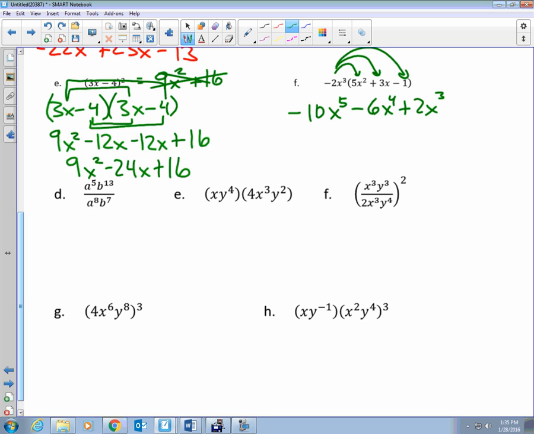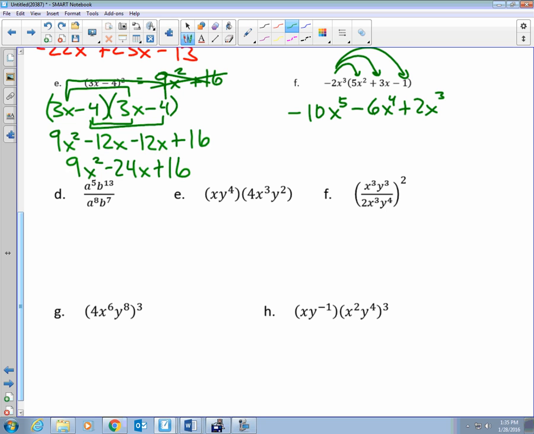Okay, you should get negative 10x to the 5th minus 6x to the 4th plus 2x to the 3rd. Everybody good? Okay, so we dealt with multiplying, we dealt with subtraction, we dealt with addition. Now let's do division. We're not going to divide polynomials, but we will divide monomials. We will also work with some multiplication again as well in powers.